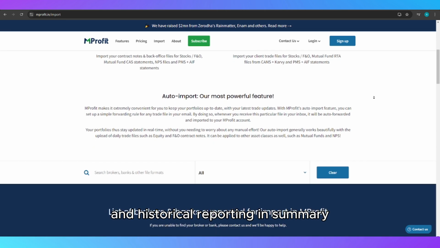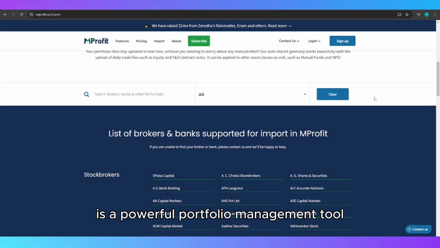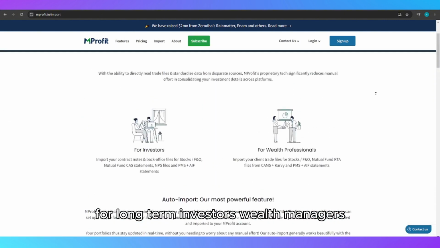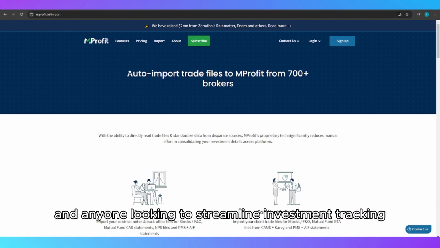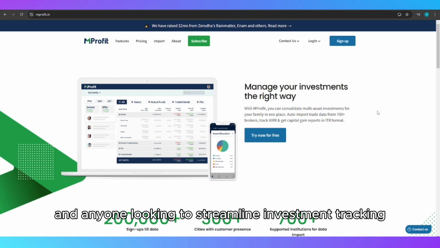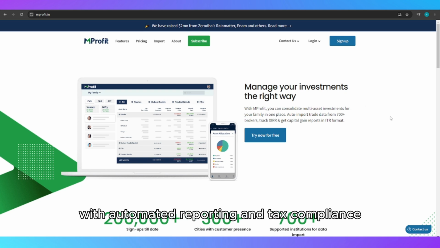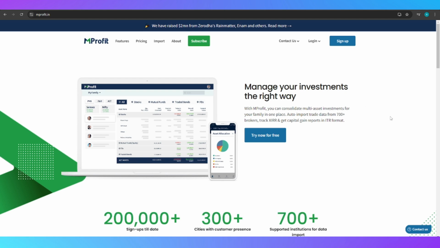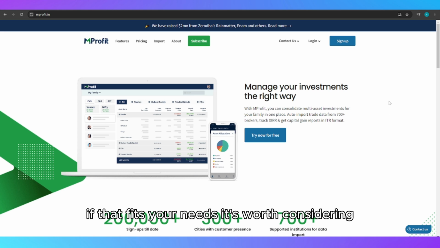In summary, MProfit is a powerful portfolio management tool for long-term investors, wealth managers, and anyone looking to streamline investment tracking with automated reporting and tax compliance. If that fits your needs, it's worth considering.